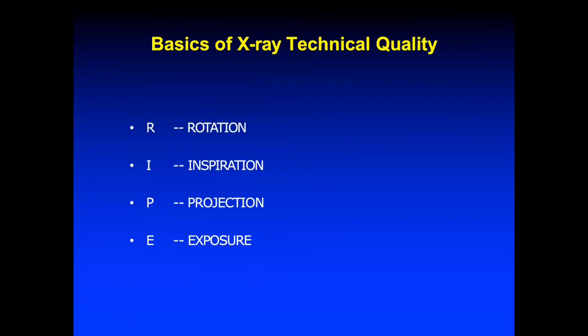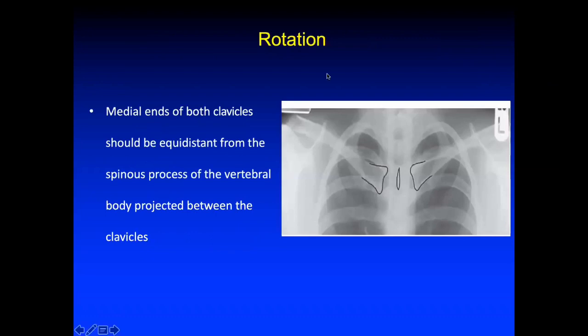So we have four things to look at for the technical quality. First would be the rotation, then the inspiration, then the projection and the exposure. The mnemonic is RIPE. So first thing would be rotation. The first and foremost thing to be described is rotation, whether the X-ray is normal or whether it is a rotated film. Now, how do you see the rotation? You just see the medial end of the clavicle and the spinous process of the vertebrae.